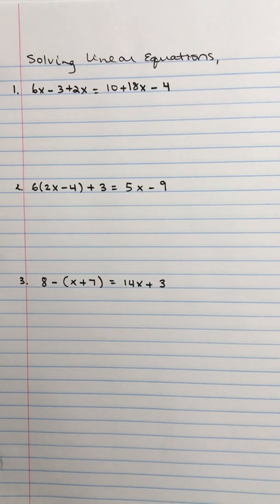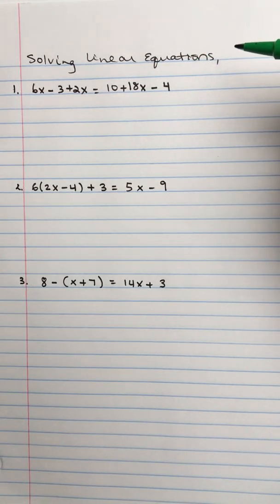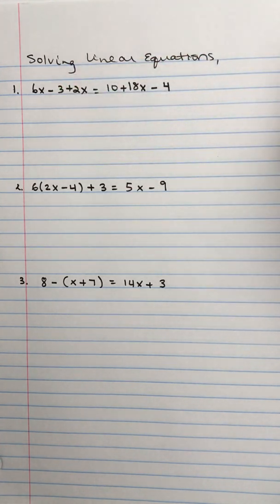So I'm going to do 3 examples of solving linear equations. They each have a little extra something that we can practice. The first one: 6x minus 3 plus 2x equals 10 plus 18x minus 4. You'll notice on the left side I have 2 x terms. I need to combine those first before I start moving things around.